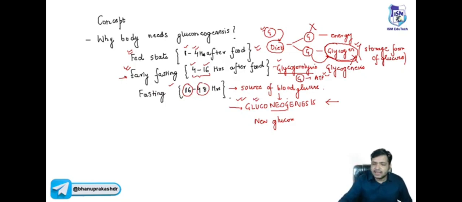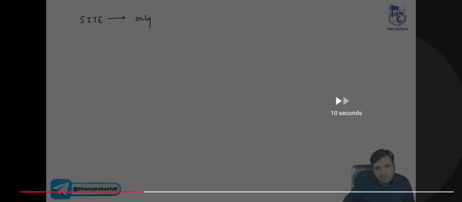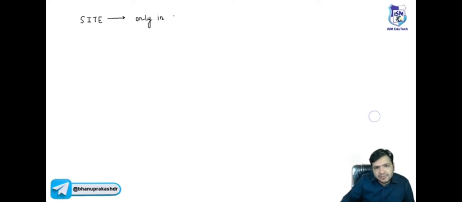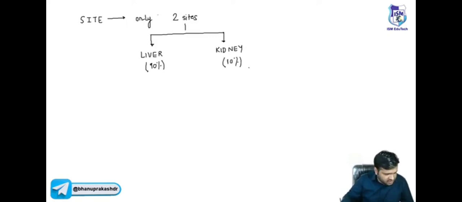Now we have discussed the concept, definition and example. Now coming on to the site. Only in two sites is it taking place, in the liver and kidney. You already know that 90% of gluconeogenesis takes place in the liver, and only 10% takes place in the kidney.